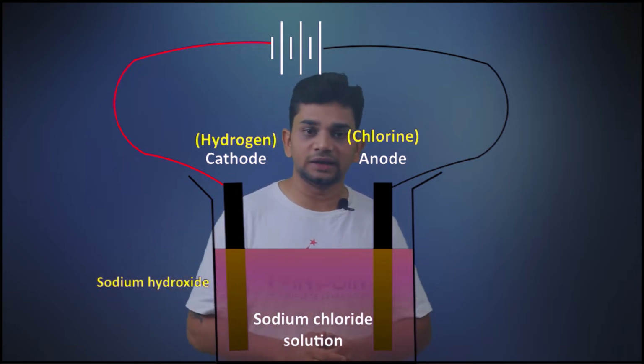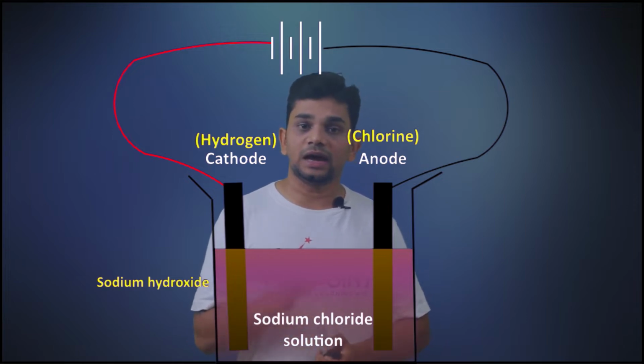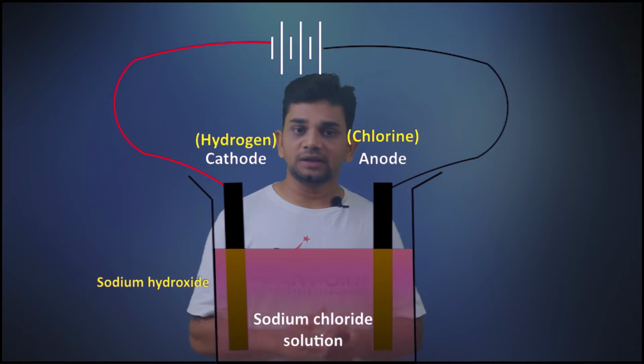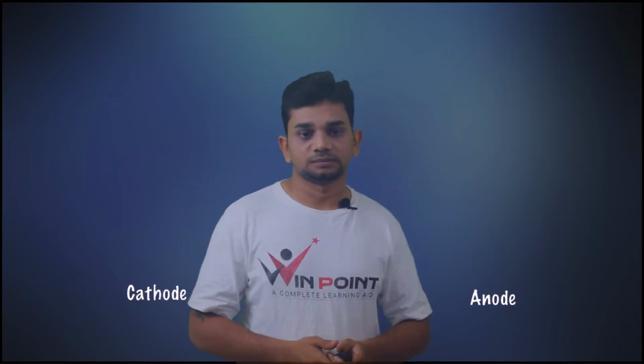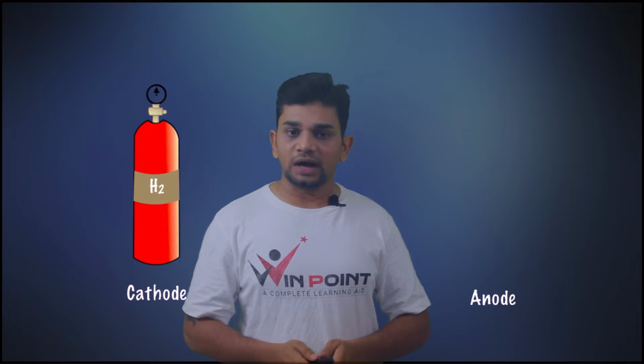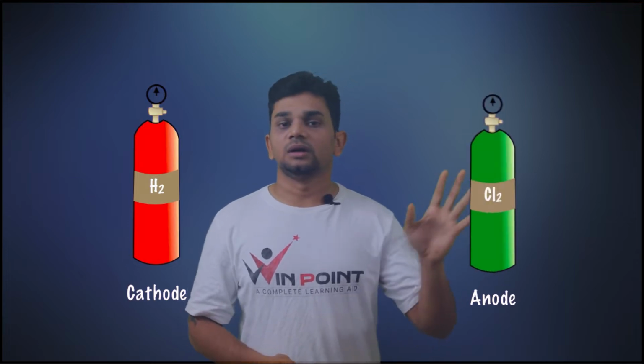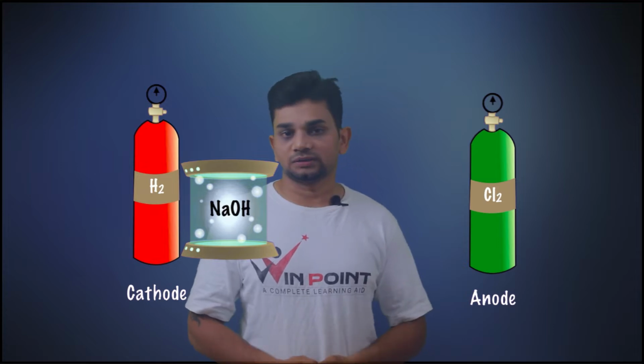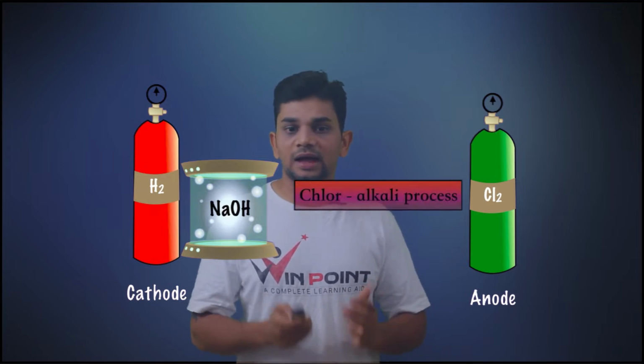This process is known as chlor-alkali process. Here we are getting alkali, sodium hydroxide, so it is known as chlor-alkali process. We are getting hydrogen at cathode, chlorine at anode, and near to cathode we are getting sodium hydroxide. This reaction is known as chlor-alkali process.